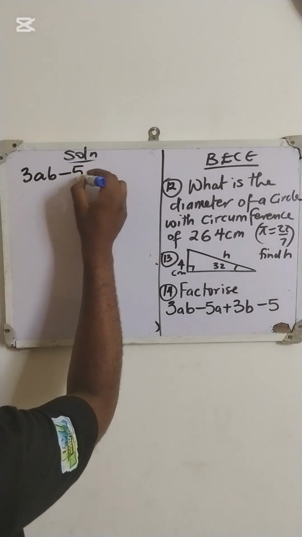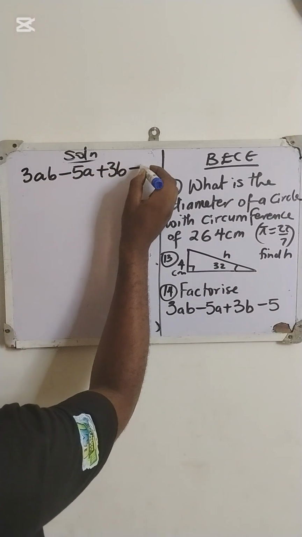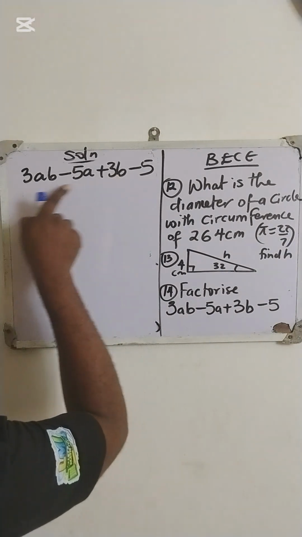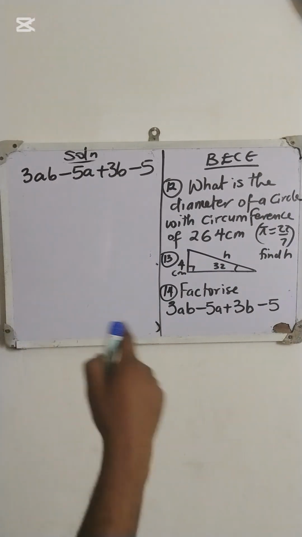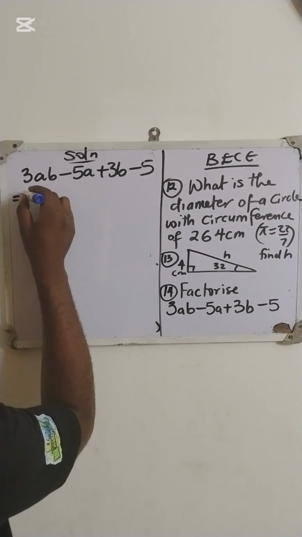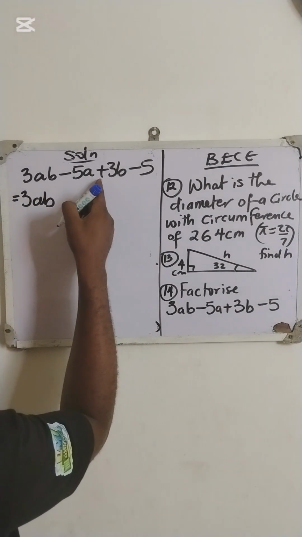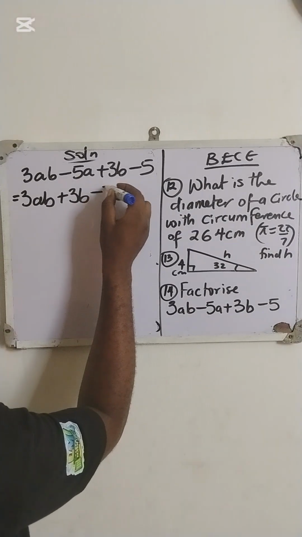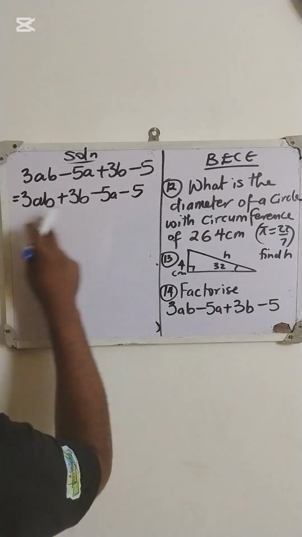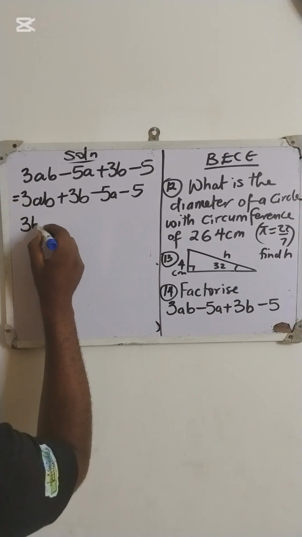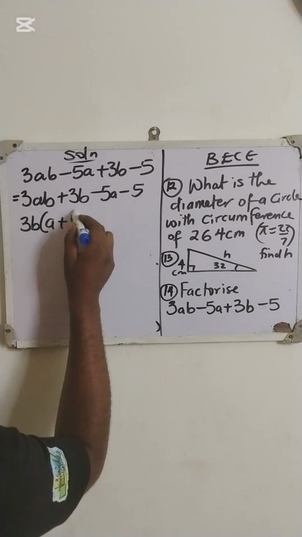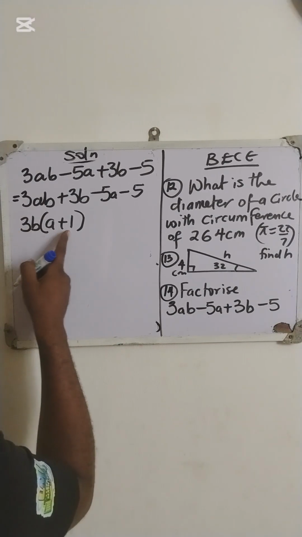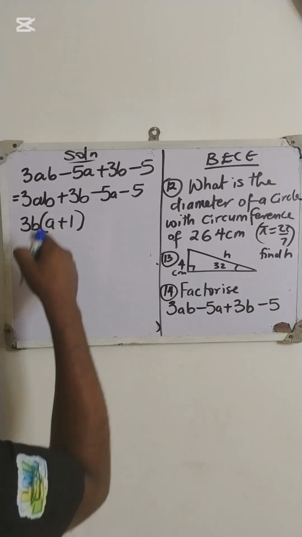3ab minus 5a plus 3b minus 5. Here we just need to collect like terms. So we have 3b here and we have 3ab here, and we notice that they have something in common. So let's collect like terms. We have 3ab. Please carry the sign with what is behind the sign. This sign, carry it with it, and minus 5. So what's common to both? 3b is common. So we have a outside, plus 1. If you want to cross check, 3b times a, 3ab. 3b times 1, 3b. Always cross check.